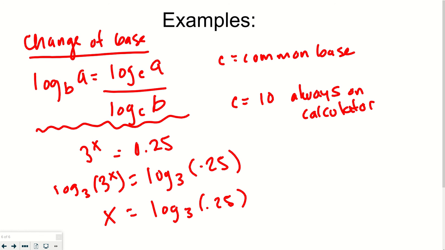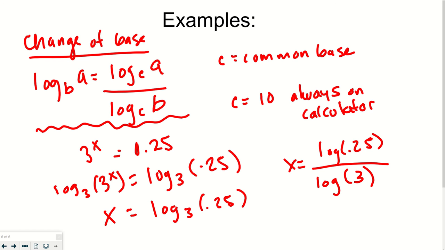Okay, on my calculator, normally I don't have log base 3. Like, we don't have the graphing calculators from school. So we're going to use the change of base formula here. So we're going to do x equals log 0.25 divided by log 3. And our common base here is 10. Here C is 10. You just don't see it because on the calculator you're going to type it like so. Find log 0.25 first on your calculator, and then find log 3 on your calculator.